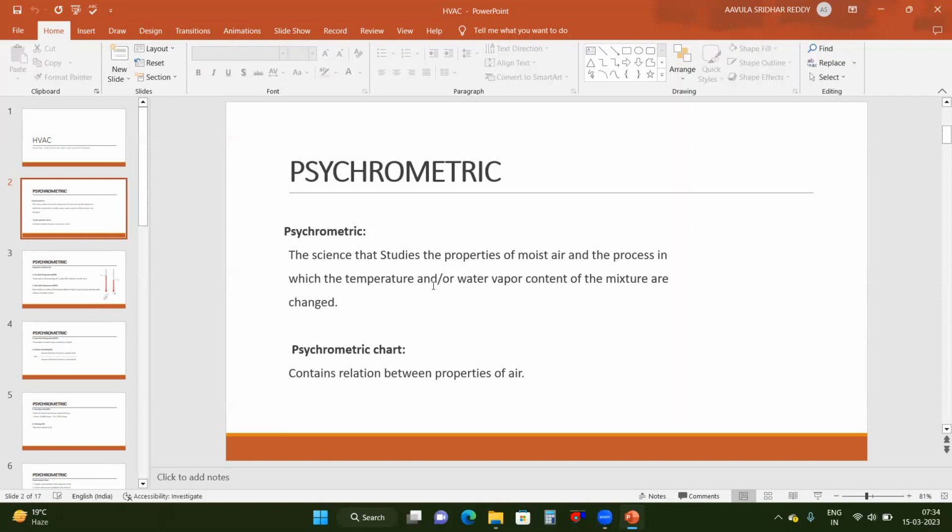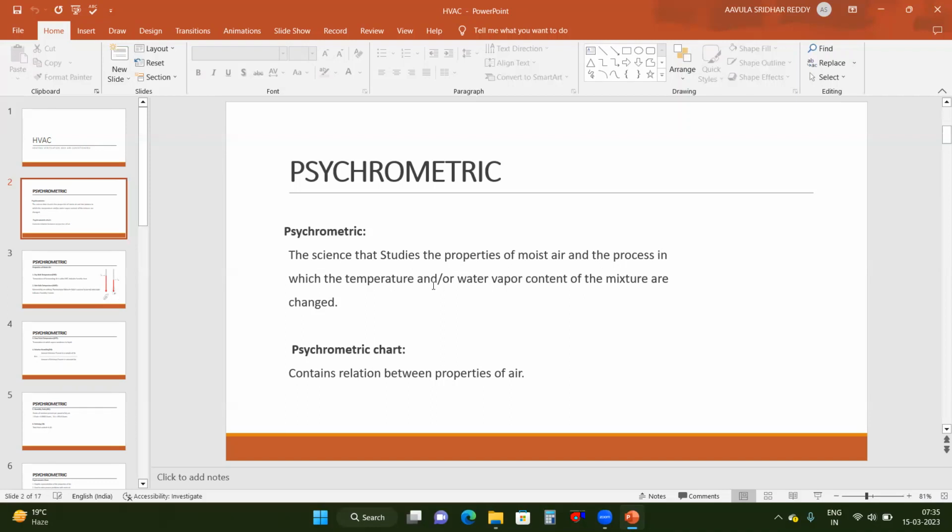chart. For example, if you take a temperature of 25 degrees centigrade and the water vapor content, that is the humidity, is 50%, then what are the rest of the properties of air? What will be the dry bulb temperature, the wet bulb temperature, the humidity ratio? These are related to the properties of moist air. That we will see in the psychrometric chart.